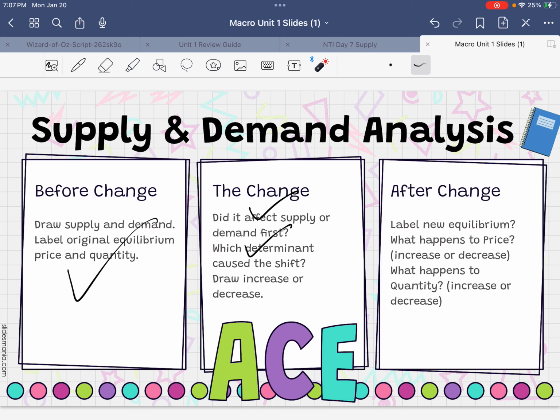Y'all, I'm killing you with the acronyms. I swear after this unit, there's not that many acronyms. It's just unit 1. And it's actually up on my wall in my classroom. ACE, which in APUS stands for something different. So I'm so sorry, APUSers.